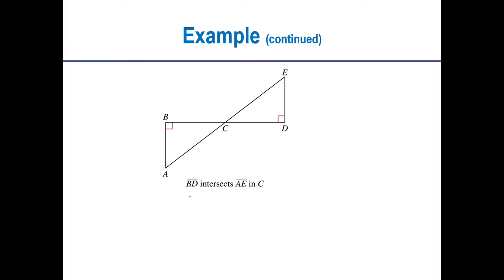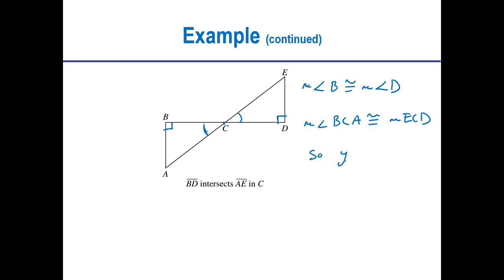Let's try another example and see if we can find similar triangles. We're given here that BD intersects AE at the point C. Also in the problem, I know that the measure of angle B must be congruent to the measure of angle D because it's given that they are right angles. Also notice that angle BCA is a vertical angle to ECD, so these two must be equal to one another. So the measure of angle BCA is congruent to the measure of angle ECD.